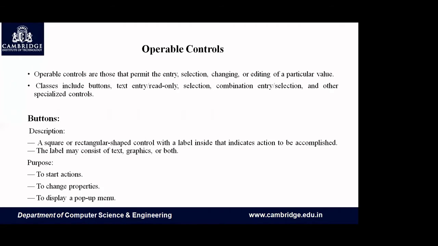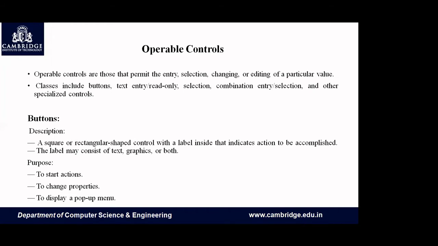The first kind of control is operable controls, so it is called operational controls. The second one is selection controls and the third one is presentation controls. The first one is operational controls. What do they mean? These are the controls which help us to enter, select or change any particular value. How we are doing it, we will see later.